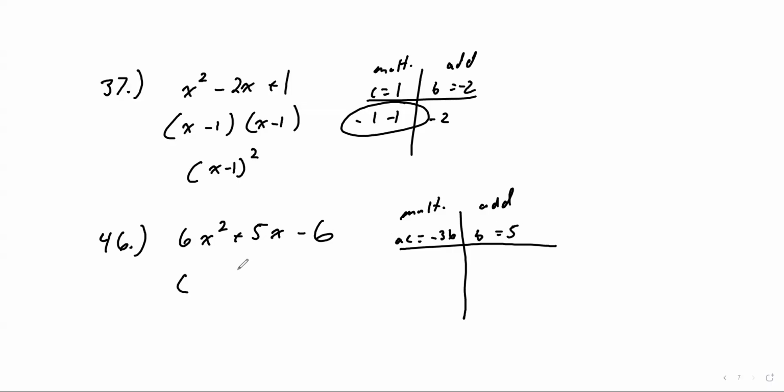My trinomial will still factor into two binomials. My leading term is x. And now I'm going to multiply to 36. You have 1 and 36, 2 and 18, 3 and 12. And you don't have to do all these. If you already know the answer, you're good that way.